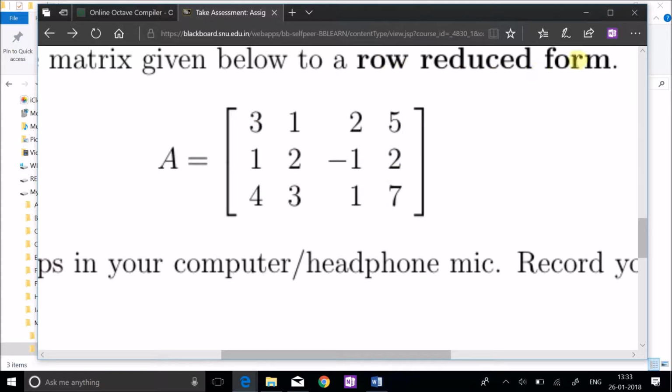You might ask, what is the significance of this matrix? Well, this can actually represent equations in 3D space. You can think of this first row as 3x plus y plus 2z equals 5, which gives you a plane in 3D space. And 1x plus 2y minus z equals 2, now this is another one. Similarly, 4x plus 3y plus z equals 7. Now this is the third one.